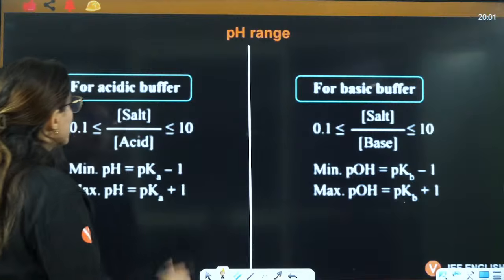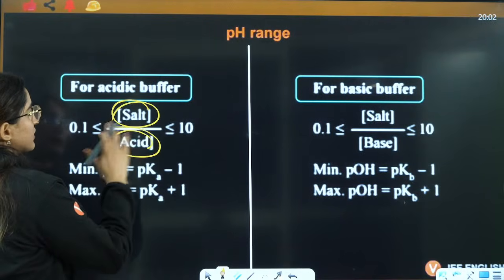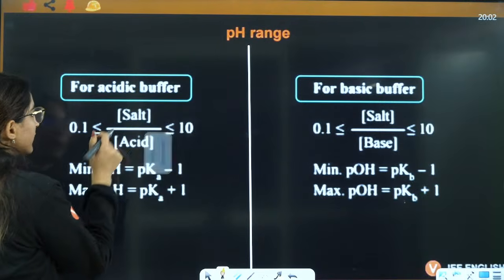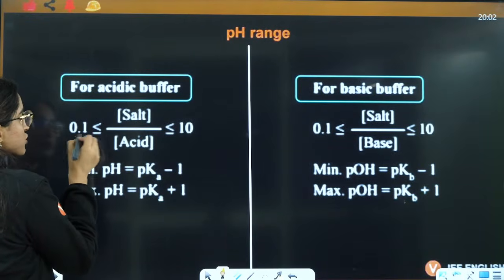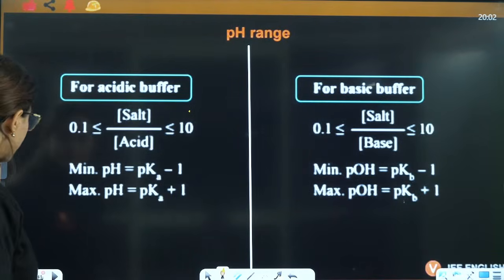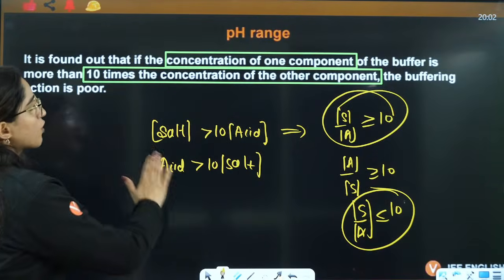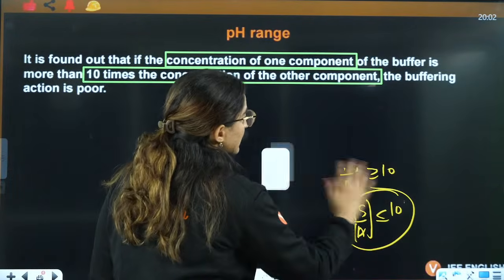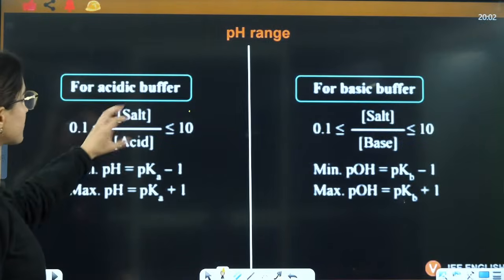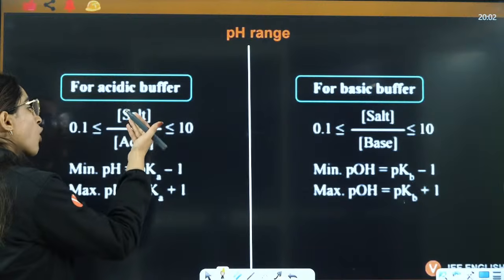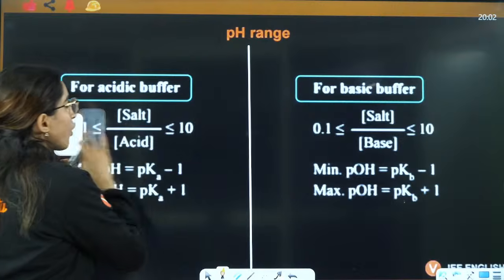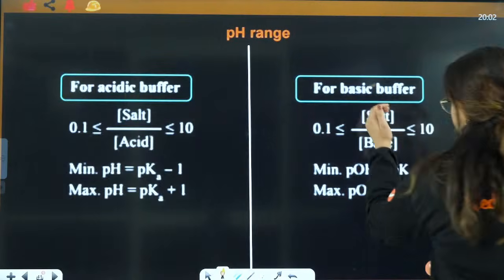This is what we are writing, salt by acid. It should be less than 10, right? Or the salt by acid ratio should be between 0.1 to 10 here. This is what we want to say: there is a specific range of this concentration that you have. That means the salt by acid ratio should be 0.1 to 10. Here also it should be 0.1 to 10. This is salt by base.